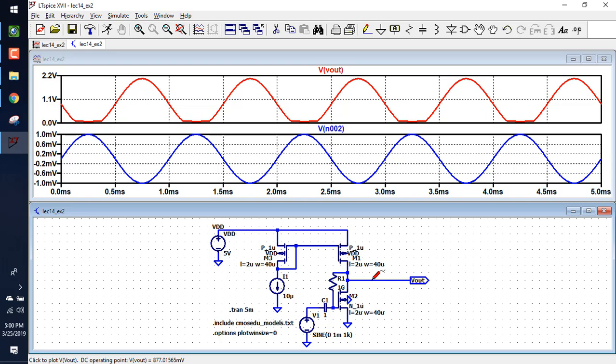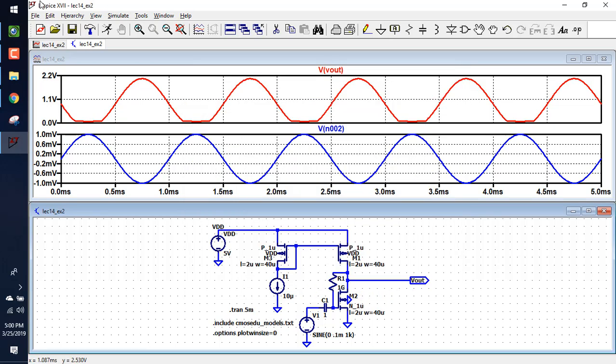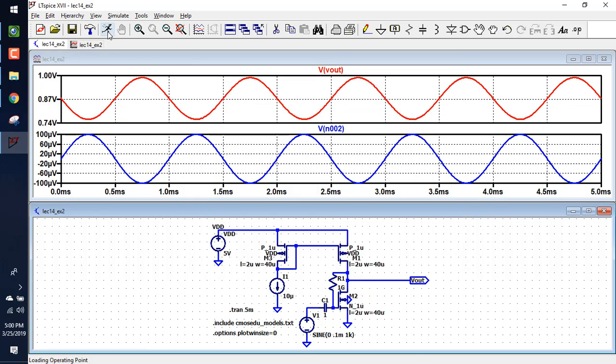That means I should get 1 volt out for 1 millivolt. So what am I going to do? Wait, let me ask a better question. What was the DC voltage right here? 876 millivolts. So how low can this go before this transistor starts to triode? 0.76 millivolts, right? Because the threshold's 0.8. So that's why it's clipped. So I'm going to put this at 0.1. Then I'm going to hit run again, and I'm going to see that it's got a gain of 100 and I can actually see it.